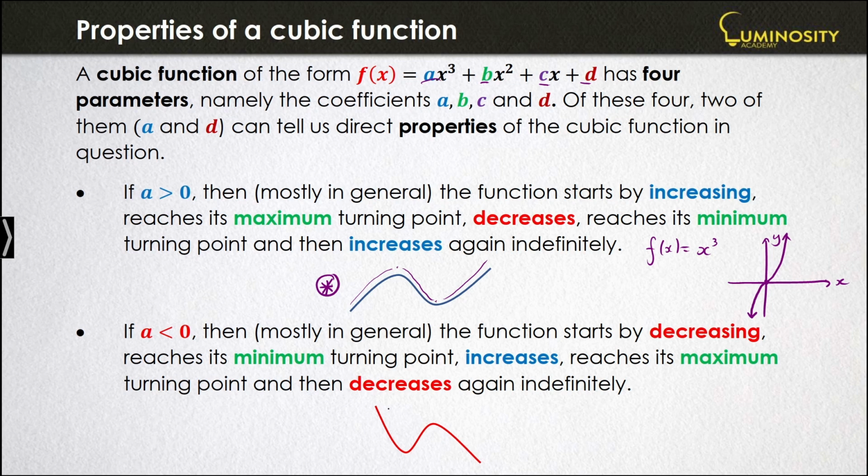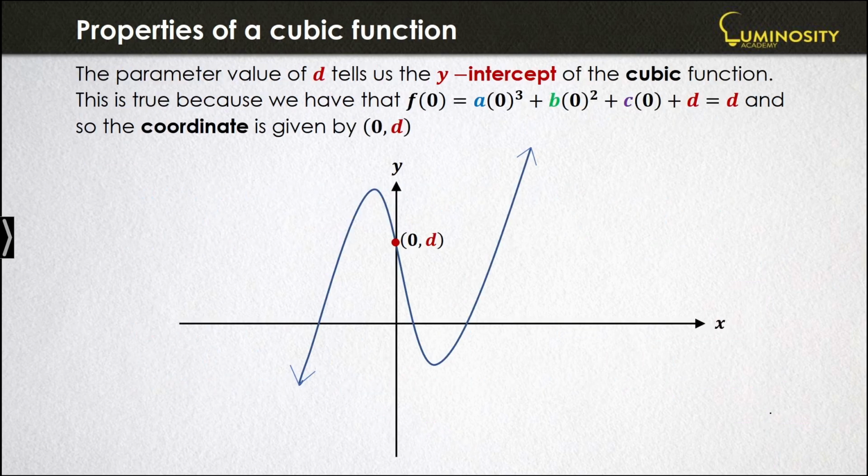It does the opposite. It starts off by decreasing, reaches a minimum turning point, increases up again, reaches a maximum turning point, and then decreases again indefinitely. And again, I say that mostly in general because if you look at f of x equals negative x cubed, which is just a reflection of x cubed about the x-axis, it looks something like this. So it'll go something like this. So that's negative x cubed. And again, it just continually decreases. That's why I say mostly in general.